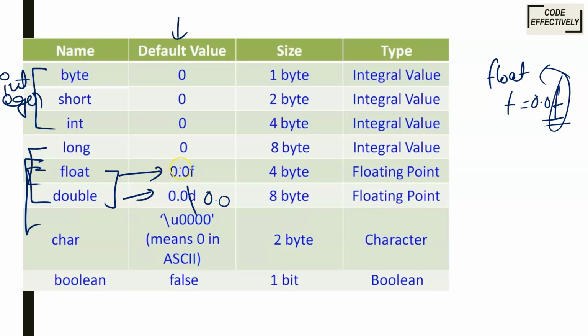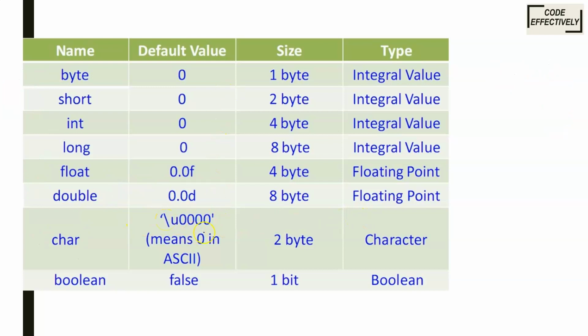Okay, after this we are using the character type, and for character we have to make sure whether it is null or not null. When it is not null, the default value we get for the character is \u0000, which is 4 zeros. This means 0 also. It is 2 bytes. Then we have the type boolean, its default value is false, and the other value we get is true, if it is not false.